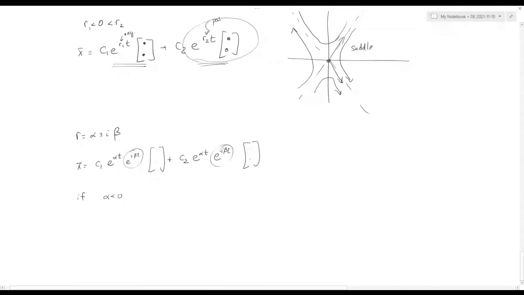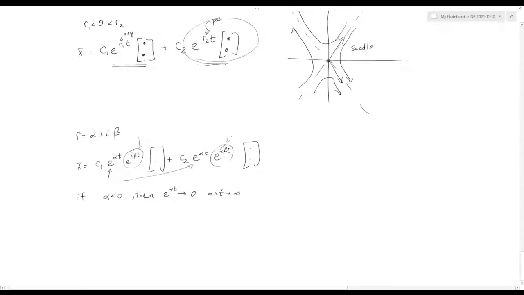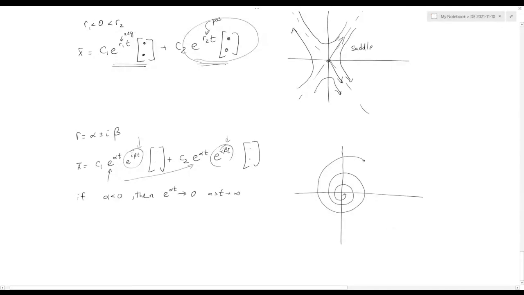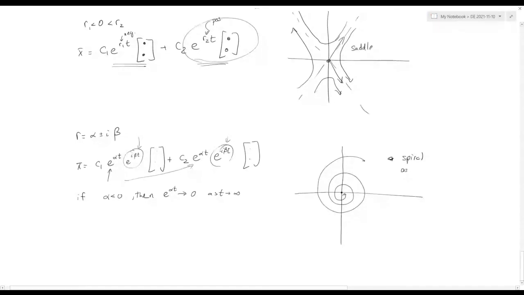But if alpha is negative, so the real part of your complex eigenvalue is negative, then both of these are decaying exponentials, right? E to the alpha t goes to 0 as t goes to infinity. And the rest of the stuff just keeps oscillating. So what happens is that you get a spiral going. You start somewhere, and because of the cosine and sine, the oscillating part, you spiral. And then because you have a decaying exponential, you spiral towards 0. Okay, so we have an equilibrium. It's what we call asymptotically stable. As t goes to infinity, we approach it. So this is a spiral, and it's stable, it's asymptotically stable.